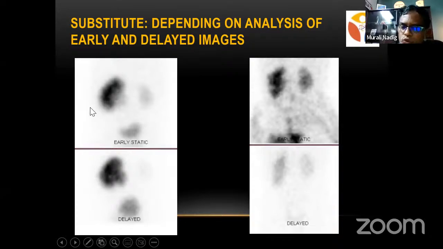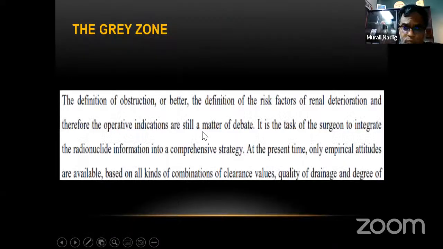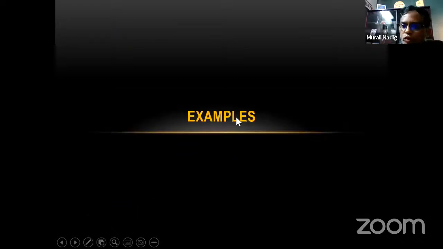So you have to assess the first 1 to 3 minutes of the parenchymal phase, then assess the early and delayed images. Based on that, you make an interpretation whether it is obstructed or not, and also take into consideration ultrasound parameters like parenchymal thickness and AP diameter. Finally, everyone recommends that the definition of risk factors for renal deterioration is a matter of debate, and it is the task of the surgeon to take into consideration all the data available, like renogram data, ultrasound data, parenchymal thickness, AP diameter, before making a conclusion of obstruction and whether to intervene or not.